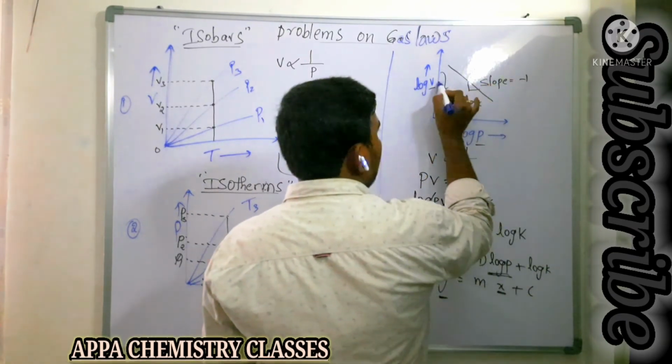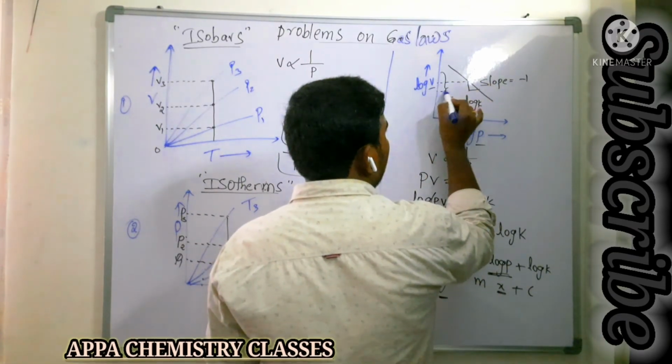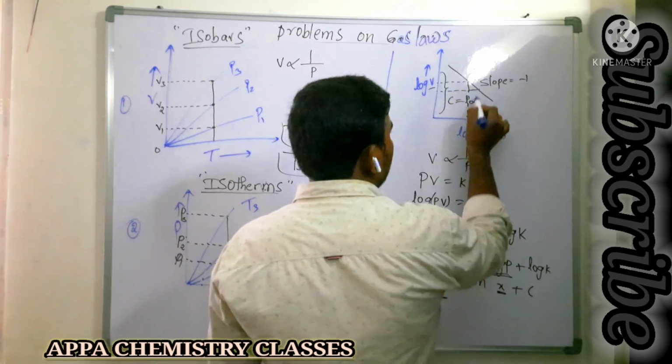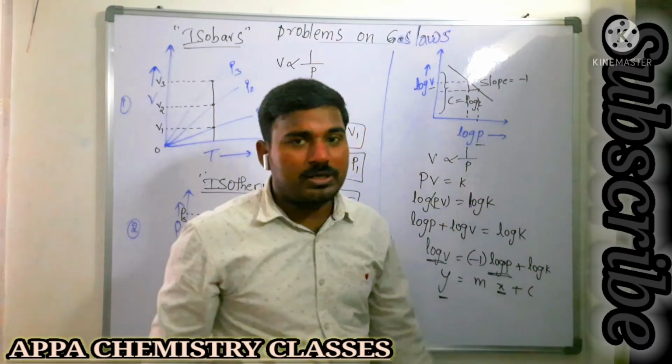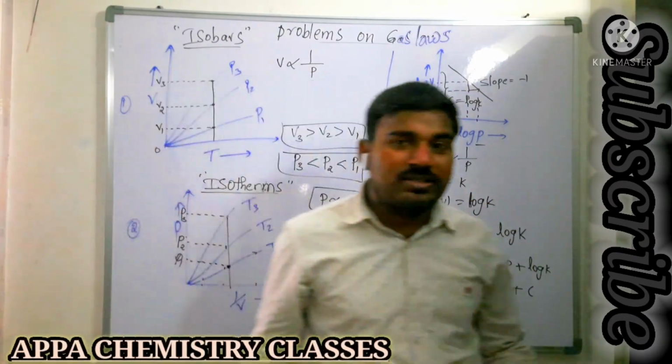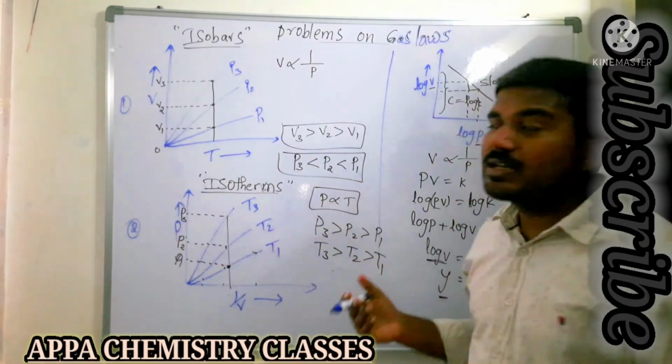Now how are you going to calculate the slope here? Slope is y2 minus y1 by x2 minus x1. That you will do in mathematics. By using that formula you can calculate this slope. So that's it, the problems on gas laws.